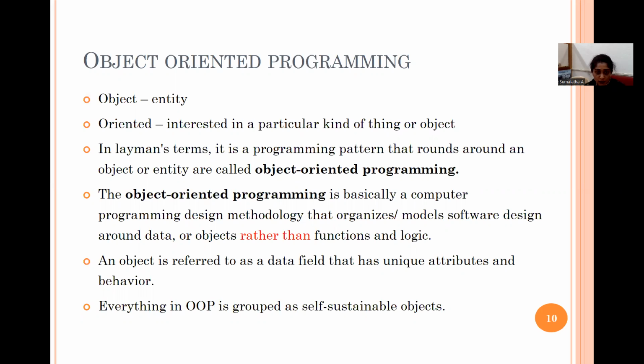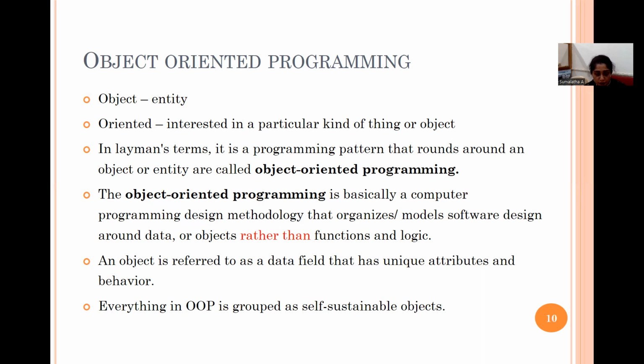We'll try to understand the purpose of an object here. Whenever we say an object, it is nothing but an entity. Oriented means interested in a particular kind of thing or object. In layman's terms, a programming pattern that revolves around an object or entity is called object-oriented programming. Object-oriented programming is basically a computer programming design methodology that organizes software design around the data or objects rather than the function and the logic. So data is given more importance here.